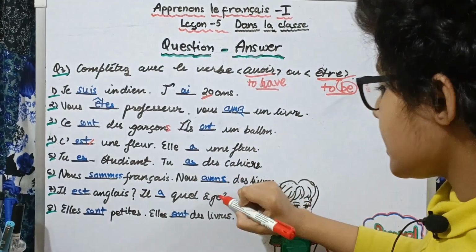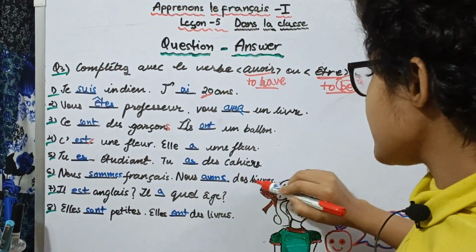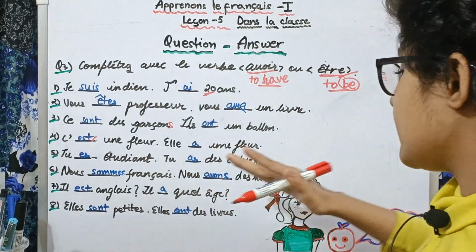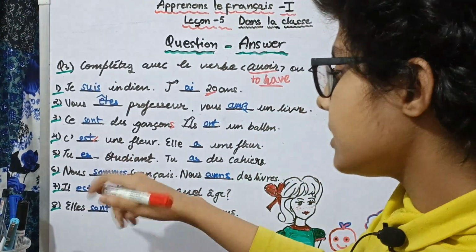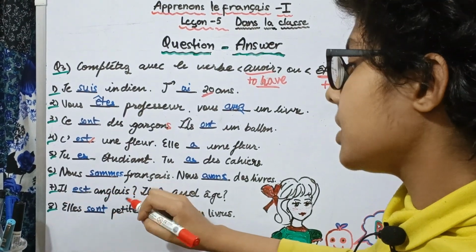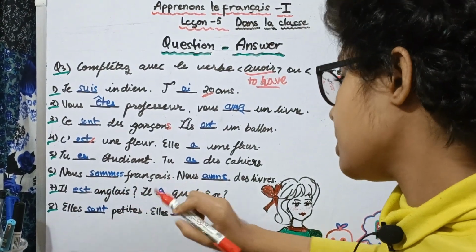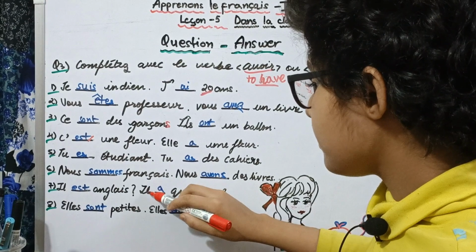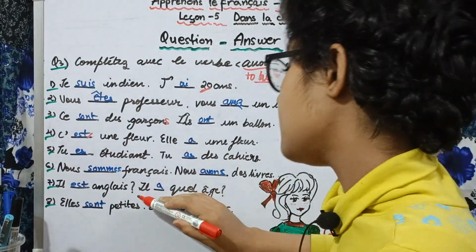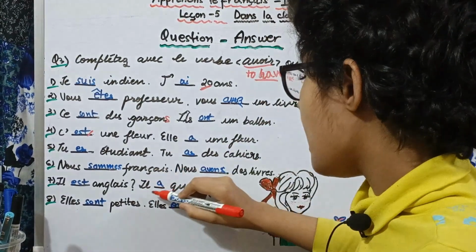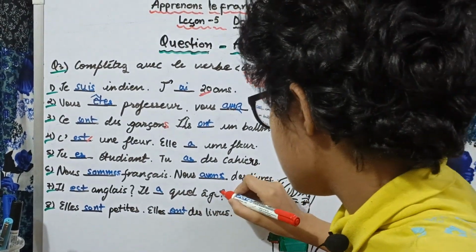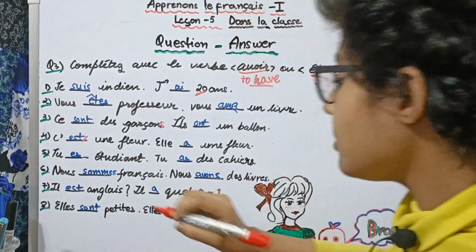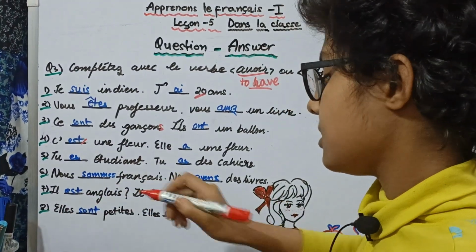Now if we see the next sentence, nous avons des livres. We have the books. So avoir will come. And the seventh sentence says that il est anglais. He is English. So now the next one we have at the side of it, it is il a quel âge. Il a quel âge. What is his age? My bad, I just rubbed it out. Yeah. So what is his age?